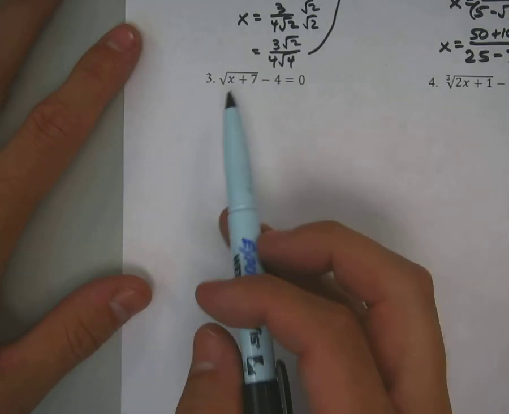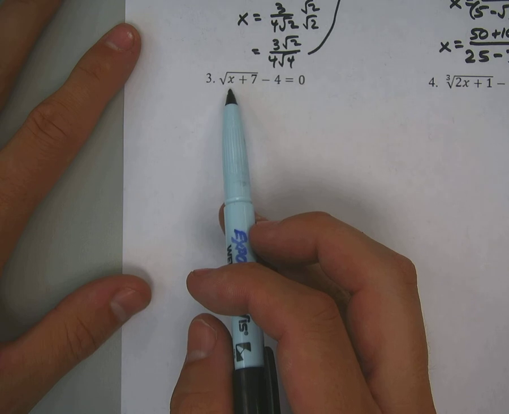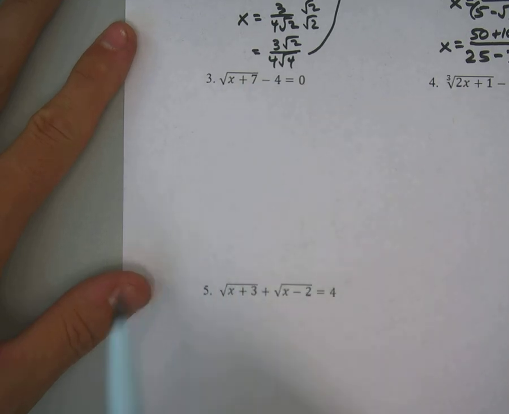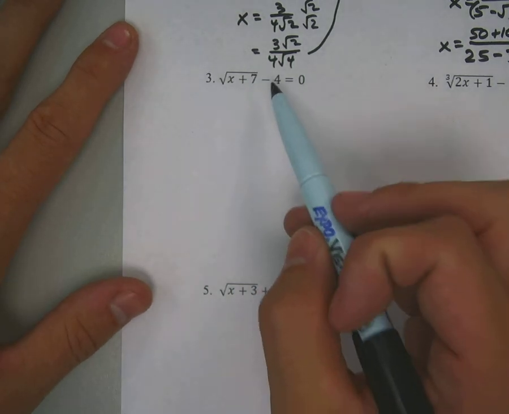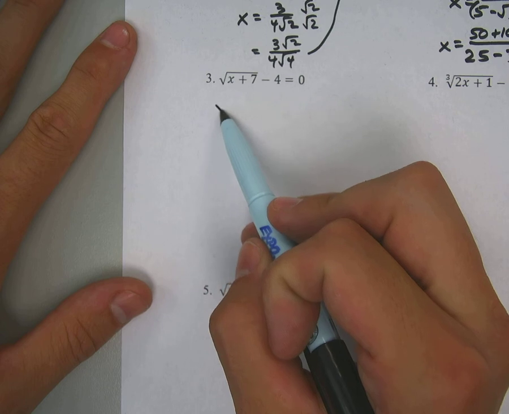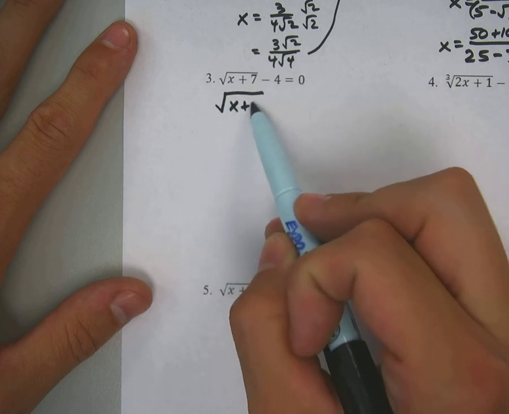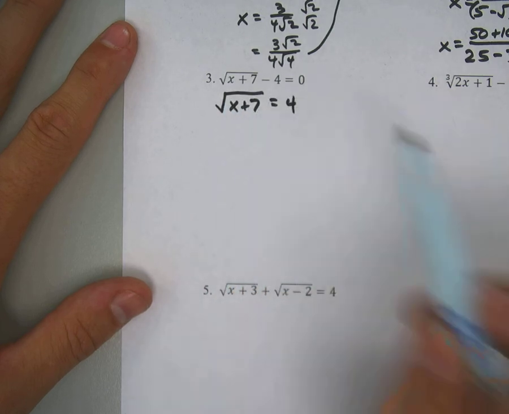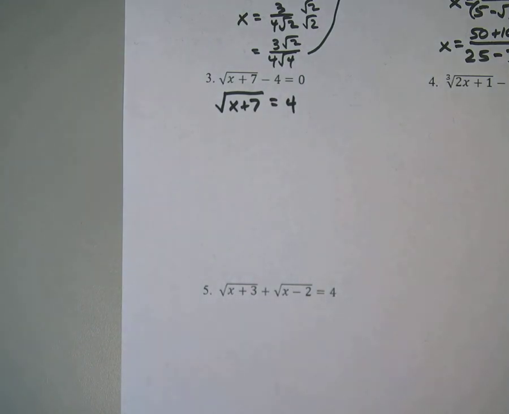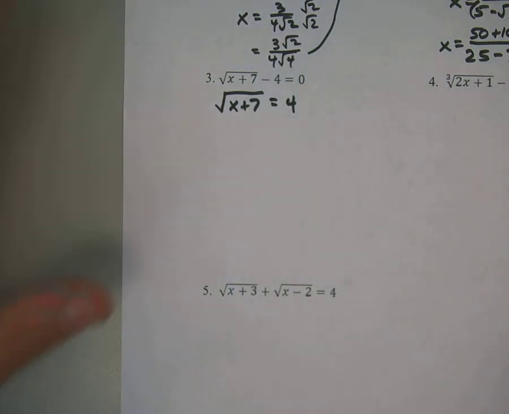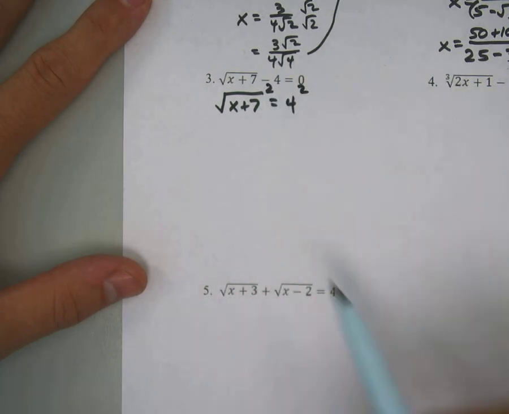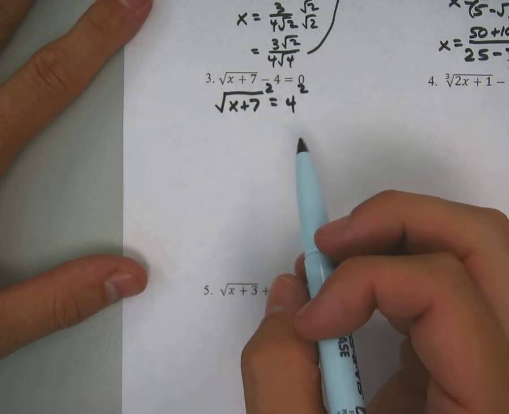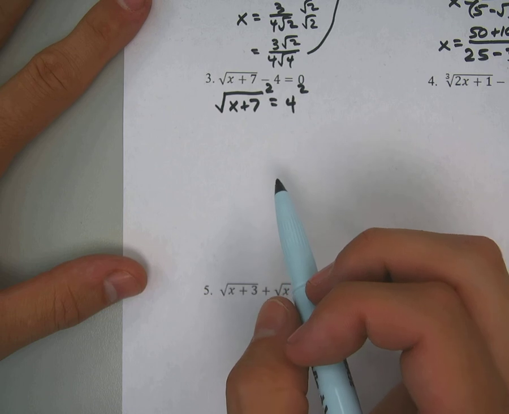Notice here, this time, the variable is inside the radical. So when you have a variable inside the radical, what we're going to try and do is isolate the radical. So we're going to add this 4 to the other side. So if I add it to the other side, I get this. And what's handy about that is now I can eliminate that radical by squaring both sides.